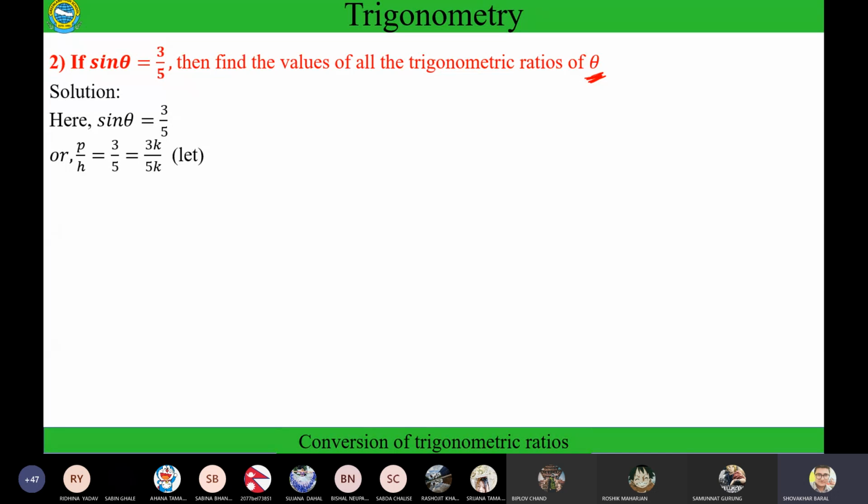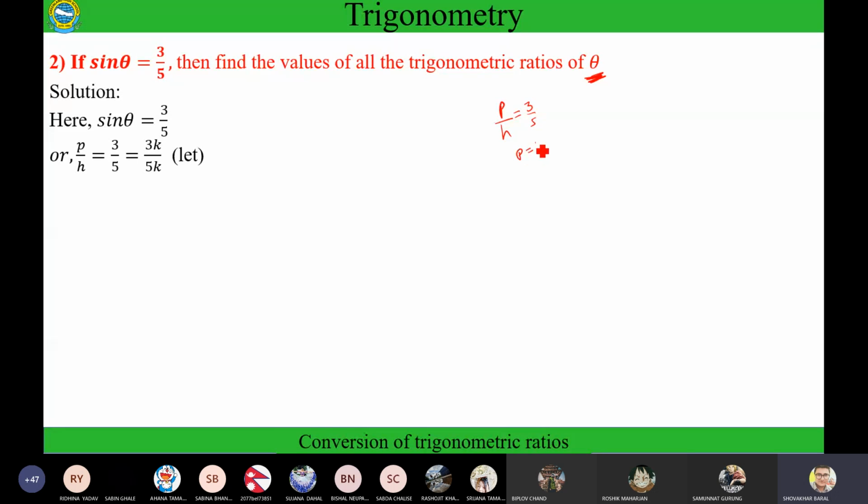As I told you earlier, if there is a constant, if both numbers are constant, you have to follow this approach. It is taking time to display. So P by H is equal to 3 by 5. We have P by H is equal to 3 by 5.